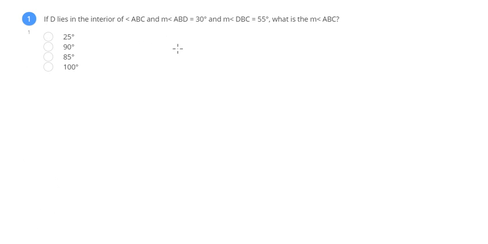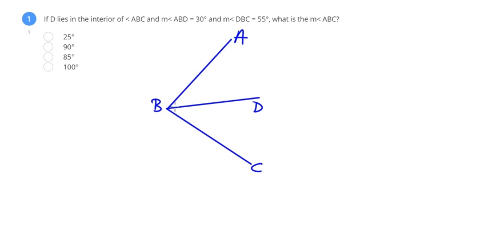Number 1: if D lies in the interior of angle ABC, let's draw ourselves a nice big picture. We've got A, B, C, and D is somewhere here in the middle. I'm going to draw the line BD. The measure of ABD, this measure right here, they tell us is 30 degrees. The measure of DBC is 55 degrees. What is the measure of ABC?